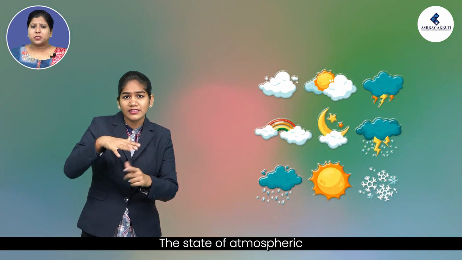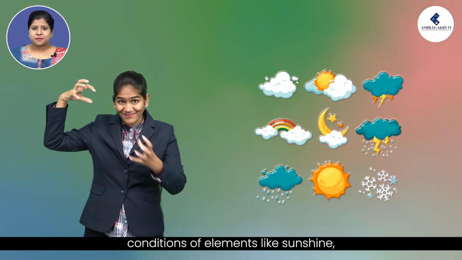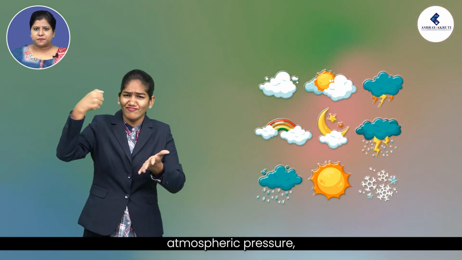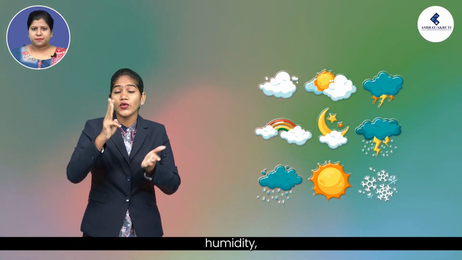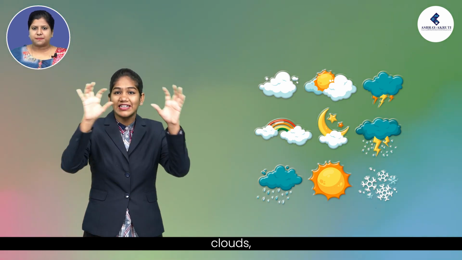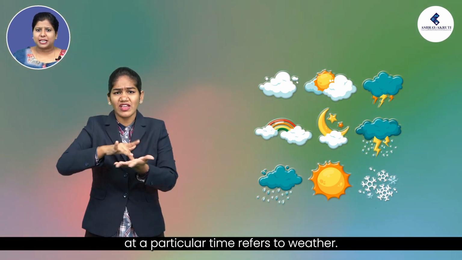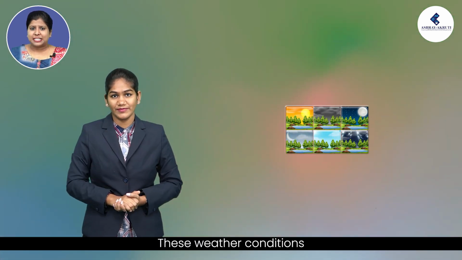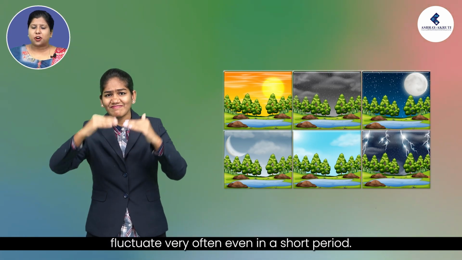The state of atmospheric conditions of elements like sunshine, temperature, atmospheric pressure, winds, humidity, clouds, precipitation over an area at a particular time refers to weather. These weather conditions fluctuate very often even in a short period.